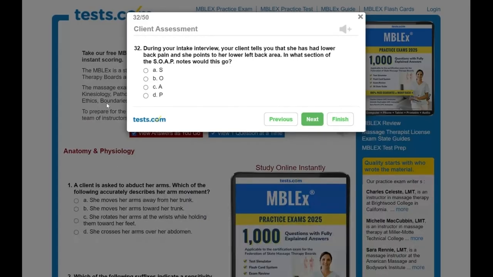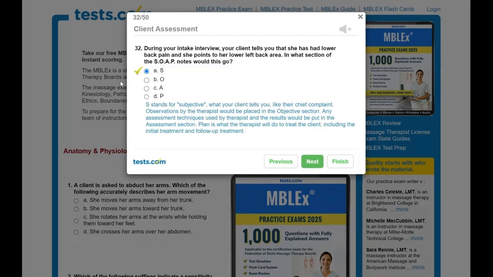Client assessment. During your intake interview, your client tells you that she has had lower back pain and she points to her lower left back area. In what section of the SOAP notes would this go? A. S, B. O, C. A, D. P. A. S. S stands for subjective, what your client tells you, like their chief complaint. Observations by the therapist would be placed in the objective section. Any assessment techniques used by therapist and the results would be put in the assessment section. Plan is what the therapist will do to treat the client, including the initial treatment and follow-up treatment.